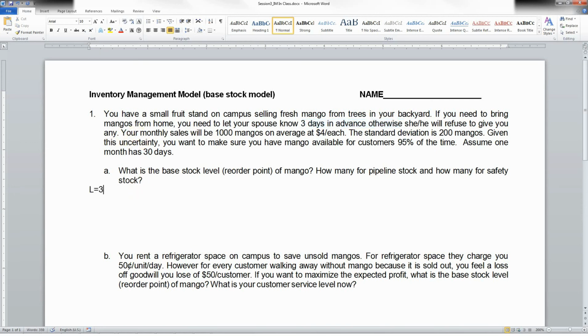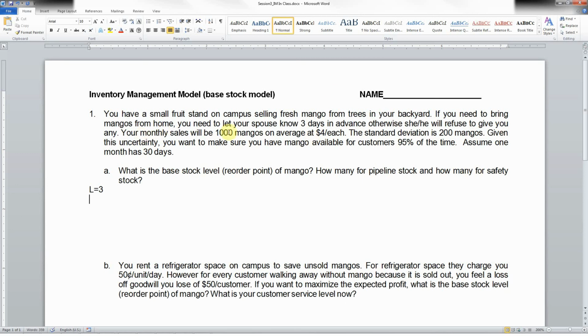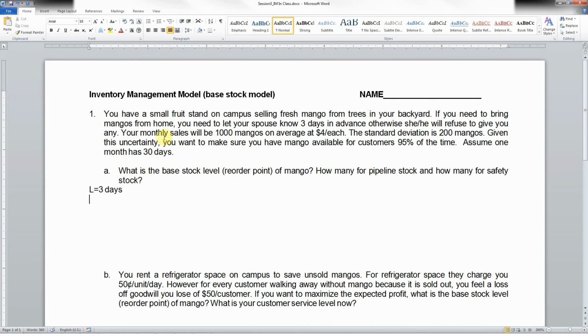Right? And your monthly sales will be 1,000 mangoes on average. So AVG, this is the average demand, what we used to call D, is 1,000 mangoes a month. Okay, let's just say 1,000 per month, on average, and the price is $4 each. I don't think that's going to matter here.